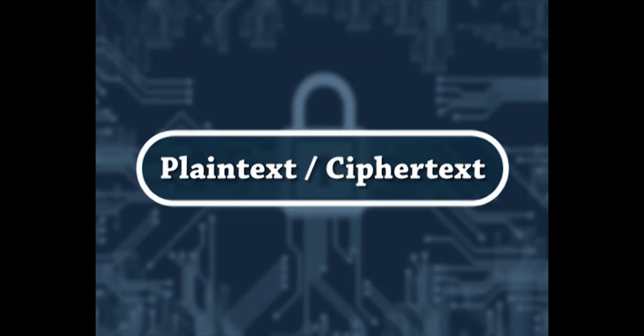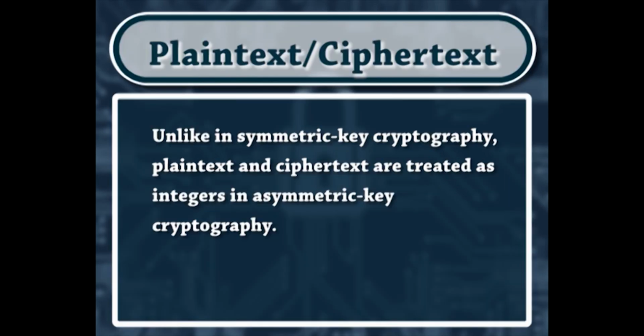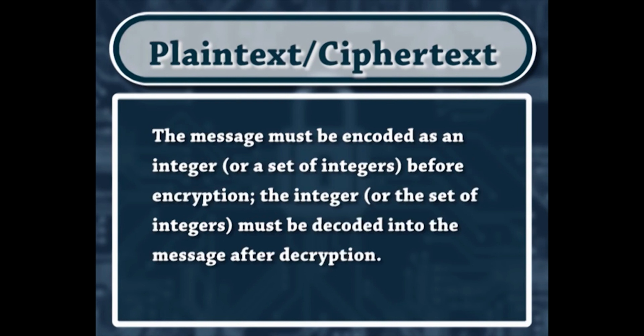Now, the second concept is plain text and ciphertext. Unlike in symmetric key cryptography, plain text and ciphertext are treated as integers in asymmetric cryptography. The message must be encoded as an integer or a set of integers before encryption, and the integer or set of integers must be decoded back into the message after decryption.